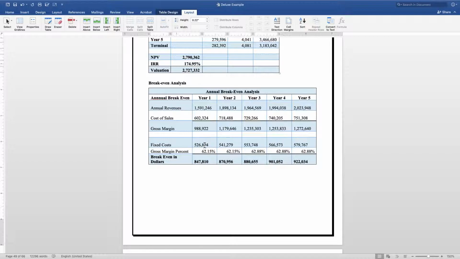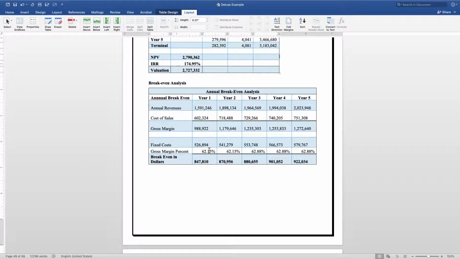Then I'm going to calculate my fixed cost, and for this particular situation, we're going to consider fixed cost to be your labor, your utilities, your rent, and your operating expenses. So fixed cost is a little bit of a misnomer in this situation, but in the finance industry, when you're doing your break-even analysis, for this particular situation, it's going to be acceptable.